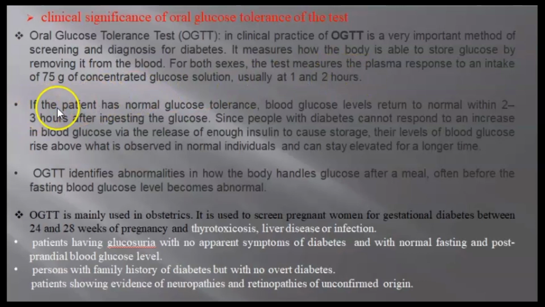So we are moving ahead. If the patient has a normal glucose tolerance, blood glucose level returns to normal within 2 to 3 hours after ingesting the glucose. Since people with diabetes cannot respond to an increase in blood glucose through the release of enough insulin to cause storage, their blood glucose level rises above what is observed in normal individuals and can stay elevated for a longer time. So these are the basis for the test to establish whether the patient has impaired glucose tolerance or normal tolerance.